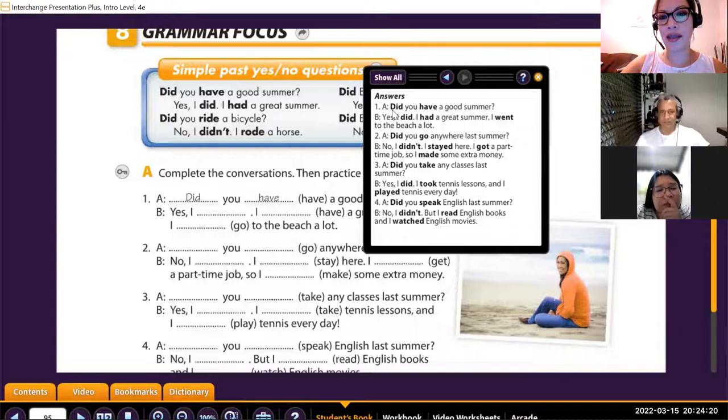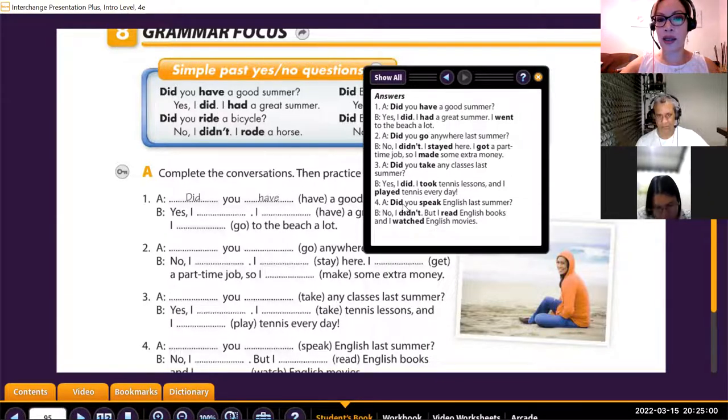Did you have a good summer? Yes, I did. I had a great summer. I went to the beach a lot. And then in number two, did you go anywhere last summer? No, I didn't. I stayed here. I got a part-time job, so I made some extra money. And then number three, did you take any classes last summer? Yes, I did. I took tennis lessons and played tennis every day.